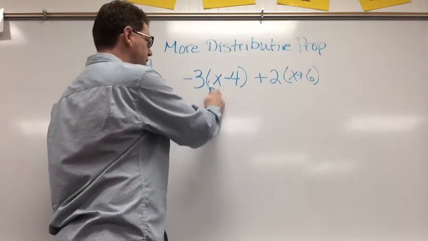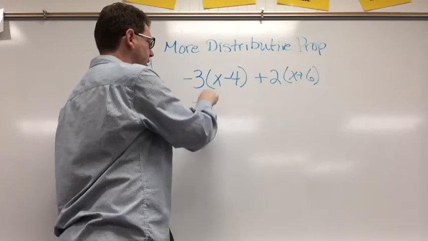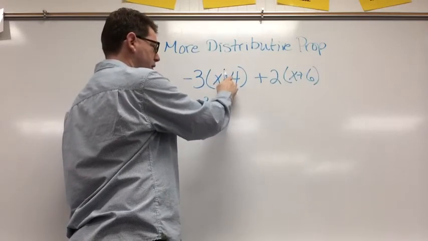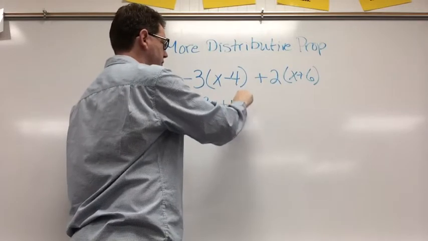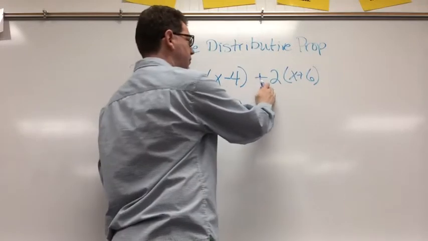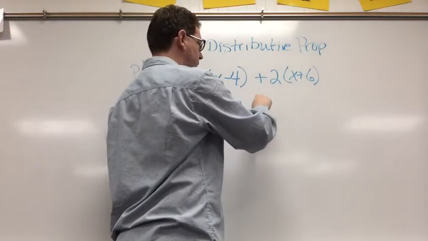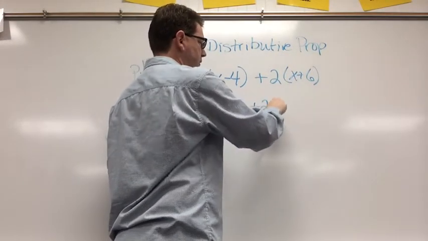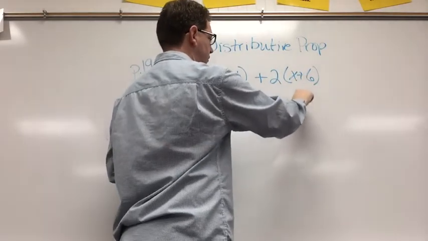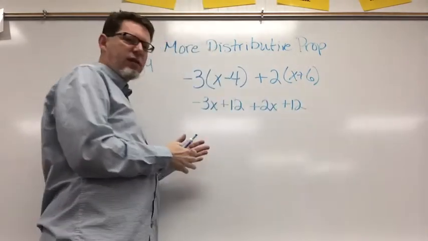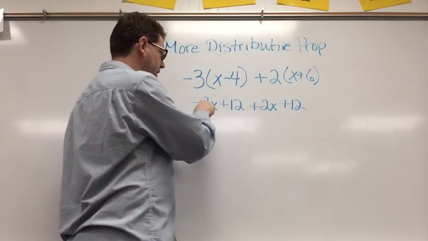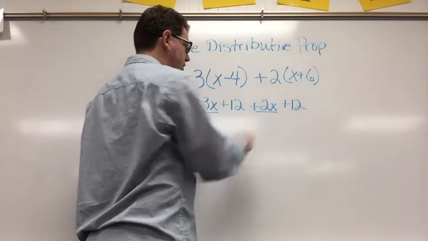So first, -3 times x is -3x, and -3 times -4 is positive 12. And then we're going to keep going, and I have positive 2 times x would be positive 2x, and positive 2 times positive 6 would be positive 12. And now I look to see if I have any like terms that I can combine. Well, I notice that I have a -3x and a positive 2x.